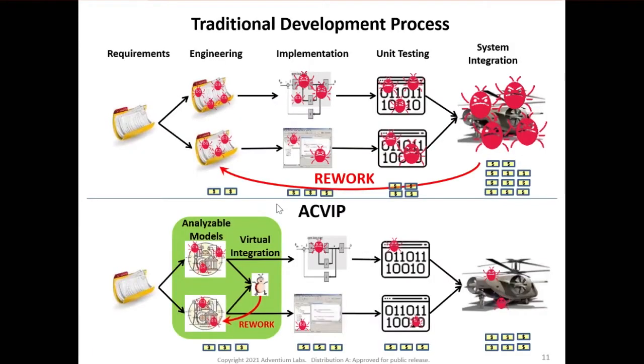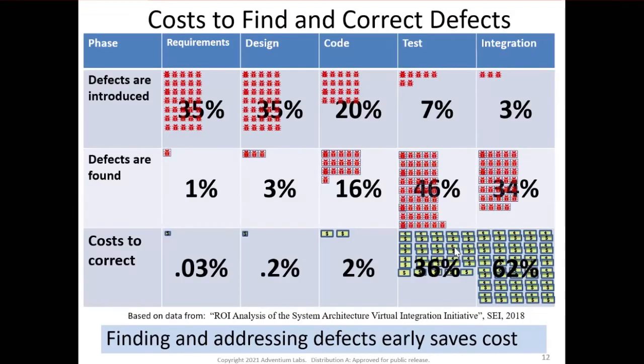Now, if we go back to our chart of the development process and look at the traditional process, there's a small amount of dollars in the engineering and implementation. When we get to system integration, addressing these bugs can be very, very expensive. If we look at ACVIP, we can smooth this out and reduce the overall costs. There might be a little bit of upfront cost to do a bit more modeling, but the payoff is up in the system integration. I borrowed this slide from Alex, presented yesterday, but it really drives home this point.